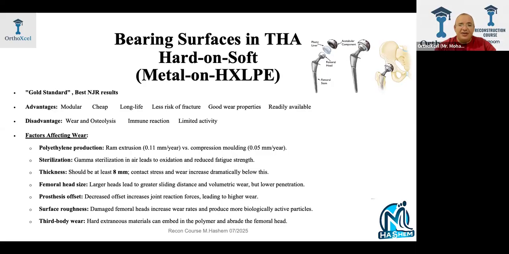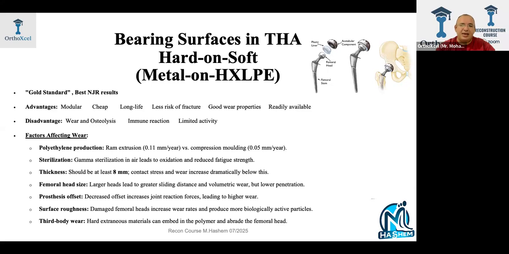So what affects the wear of metal on poly? Number one, polyethylene itself. The way you produce your polyethylene, either by ram extrusion or compression molding, will end up giving you different types of polyethylene, which by consequence will have an effect on how much this polyethylene will wear. Sterilization: if you're using gamma sterilization, it is different than if you're using chemical sterilization. The thickness is definitely a difference.